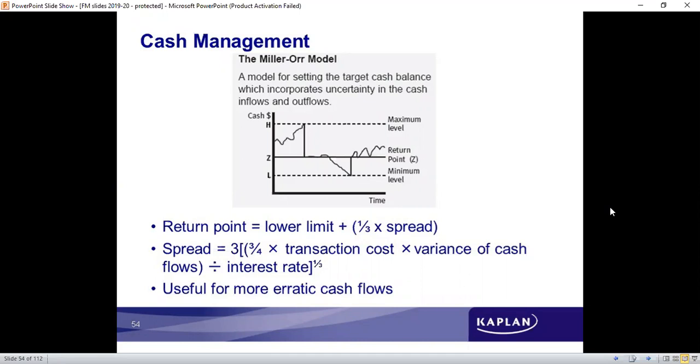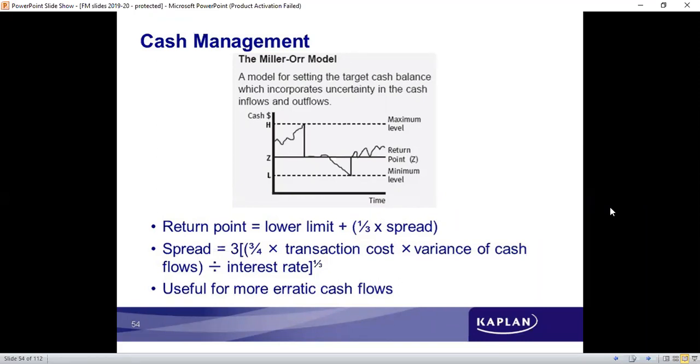It says that at any given point of time, there is a minimum level of cash which is needed, the least amount of cash. Maybe from experience, they understand what is the minimum amount of cash which is required. Let's put it as the minimum level. Then at any given point of time, there is a maximum requirement of cash, beyond which it would not be required. So they also estimate what can be the maximum level.